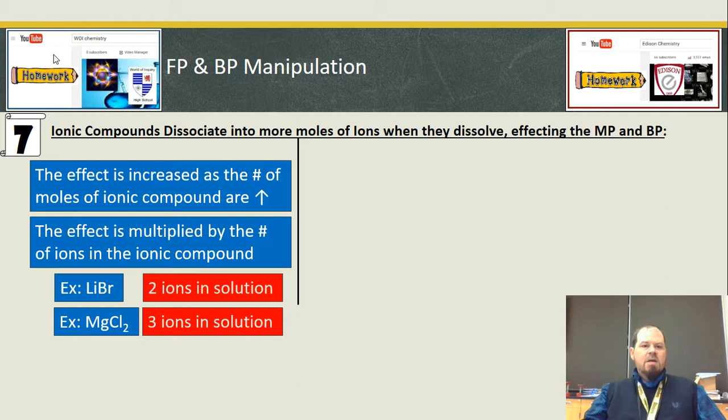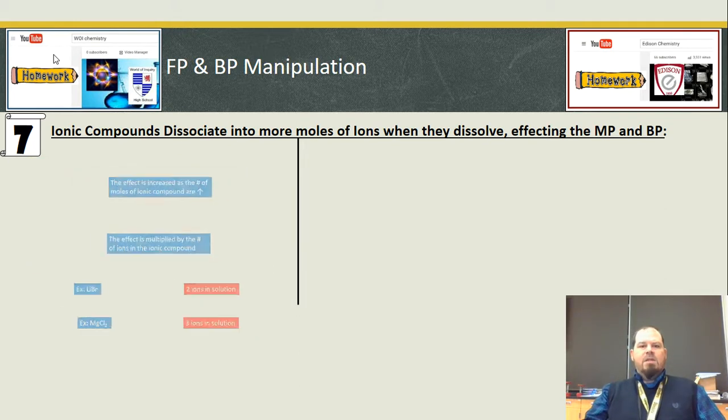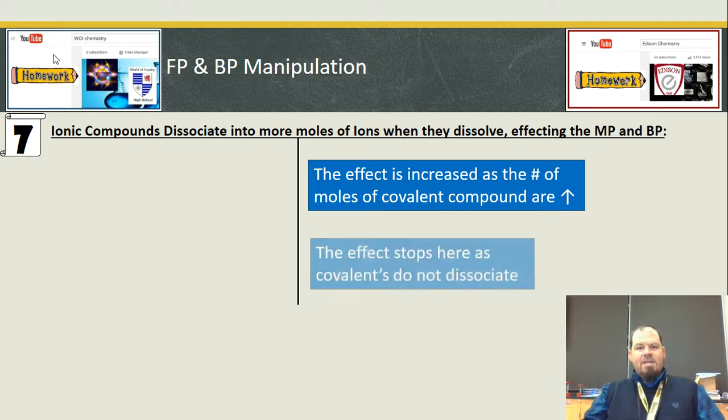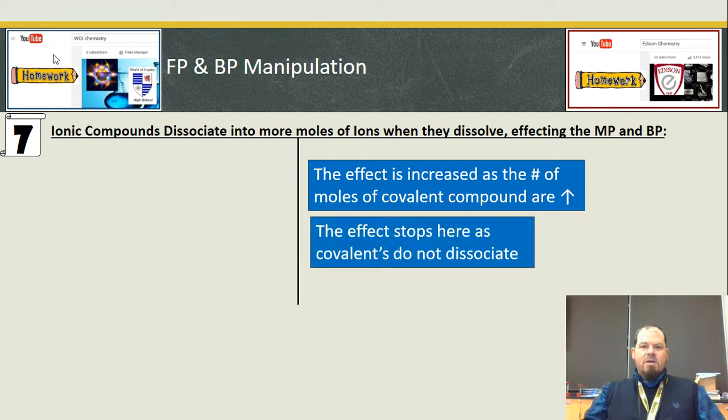By all means, if you can't fit all that in, only write the top pieces, that's fine. Okay? The examples are for you to understand what I'm talking about with the other piece. The effect is increased by the number of moles of a covalent compound added, but that's where the effect stops. Because for 1 mole in, I get 1 mole of molecules in solution, so I can't compound it. I can't exponentiate the change, if you will.